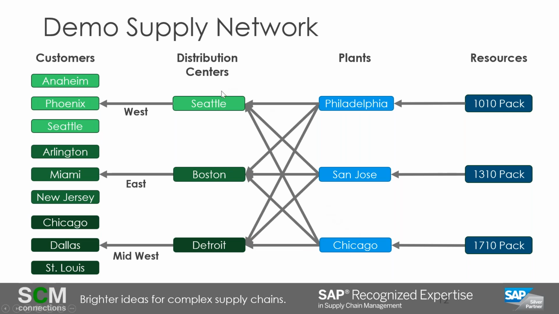Now, filling these distribution centers are 3 plants. One's based in Philadelphia, one is San Jose, and one is Chicago. Now, whereas the DCs can only distribute product to the customers in the respective areas, the plants are actually able to deliver the different products to any of the DCs. And this is that redundant sourcing that we were talking about. Additionally, just for simplification purposes, we're looking at just showing one resource per plant. So we're considering one resource is capable of producing all the products at an individual plant.